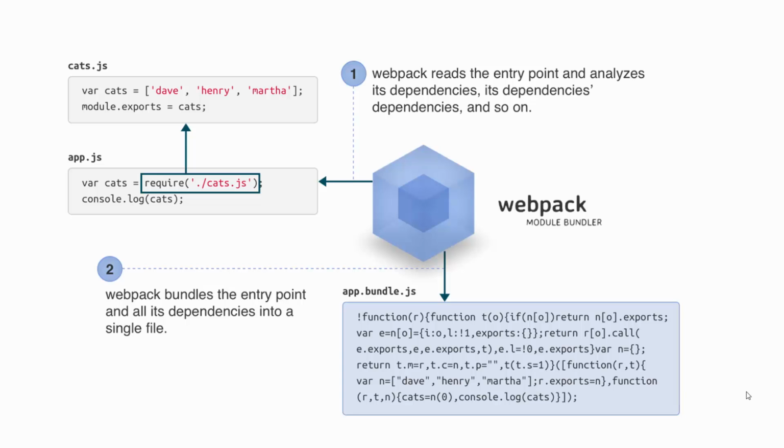This is a diagram from the documentation, and it basically shows you how Webpack works. Webpack reads the entry point and analyzes its dependencies, and their dependencies, and so on. This is what we would basically have in our source folder. We'd have a main app.js, and then we could simply require in a module such as this cats module. This cats module basically just gives us an array that we can use, and here you can see we're just console logging that array. So we're able to include JavaScript files within each other.